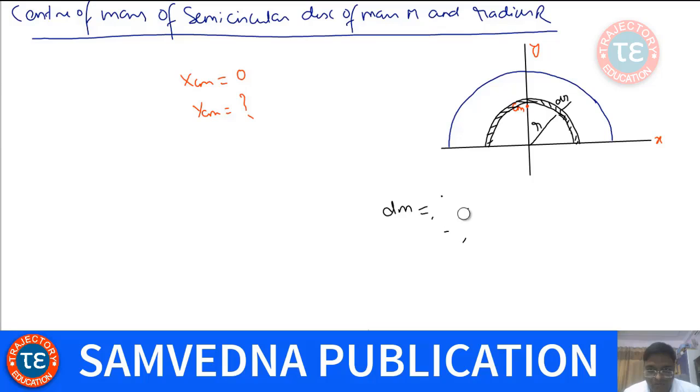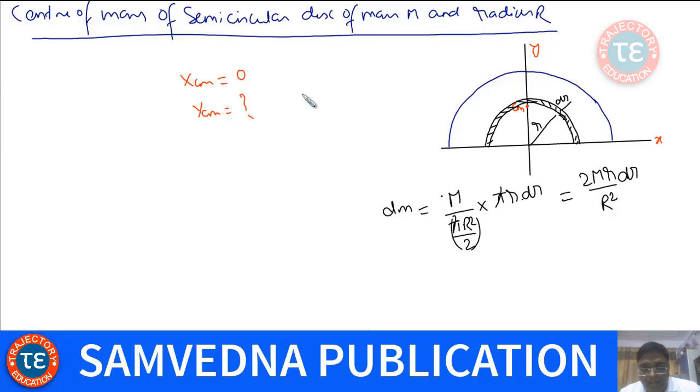Or say, we can do this: m upon the surface area of the semi disk, into the area of this ring. The area of this ring is pi r, the circumference, into dr. So pi will cancel out. So 2mr upon R squared dr. That's the mass of this semi-ring. And if I want to find the center of mass ycm, it is given by this formula, where y is the position of dm. So what is the position of the semi-ring?